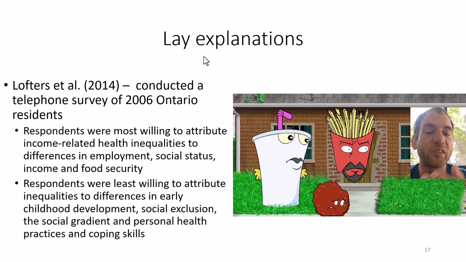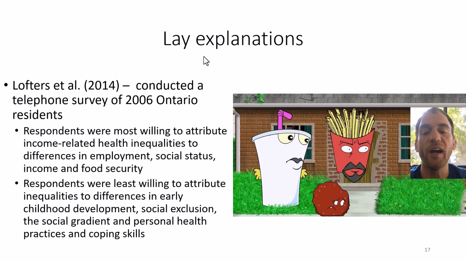Next, another lay explanation from our cousins up in Ontario, Canada. This is a 2014 telephone survey study where respondents reported they were most willing to attribute income-related health inequalities to differences in employment, social status, income, and food security. Respondents were less willing to attribute inequalities to differences in early childhood development, social exclusion, the social gradient, and personal health practices and coping skills.